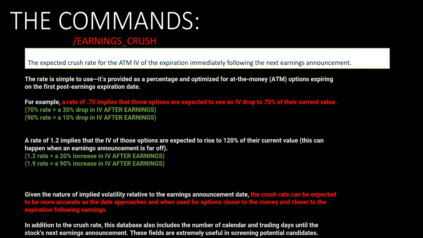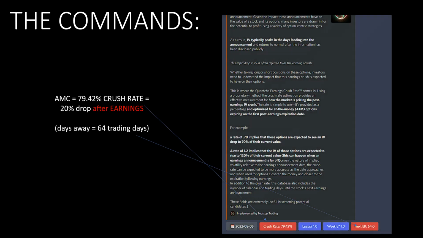Now, given the nature of implied volatility relative to the earnings announcement date, the crush rate can be expected to be more accurate as the date approaches and when used for options closer to the money and closer to the expiration following earnings. In addition to the crush rate, this data set also includes the number of calendar and trading days until the stock's next earnings announcement. These fields are extremely useful in screening potential candidates. Now, this is what the output looks like.